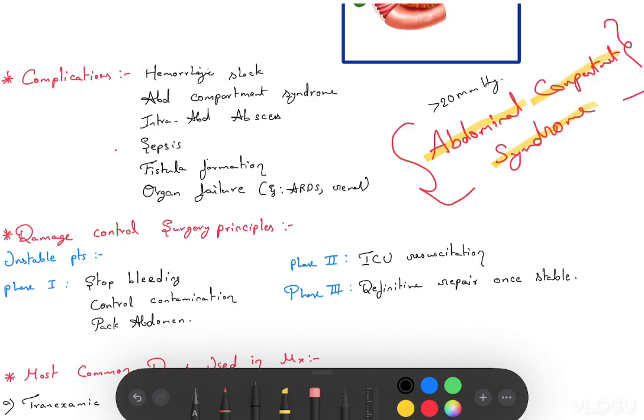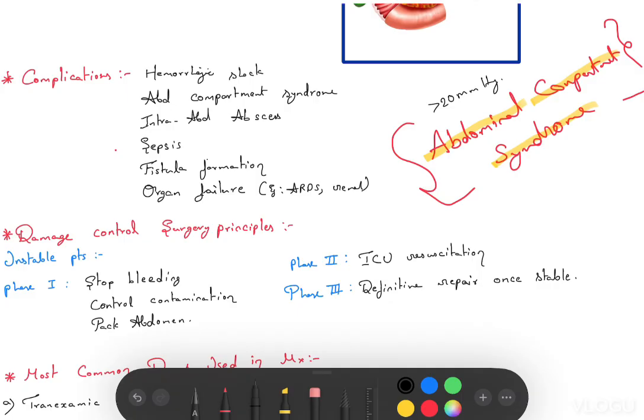Here we can see emergency management. In emergency management, whenever you go to a motor vehicle accident field, we have to follow the Advanced Trauma Life Support approach. First we check the airway, then protect the cervical spine. Then breathing: if the patient has pneumothorax, we treat it with needle decompression or tube insertion. Next, hemothorax.